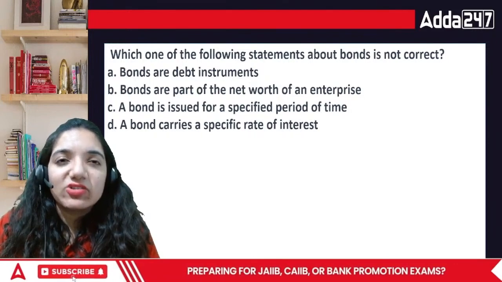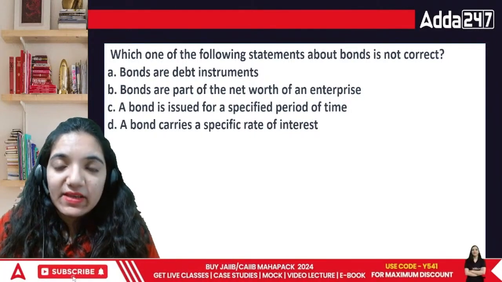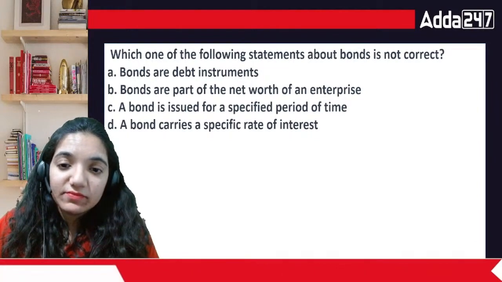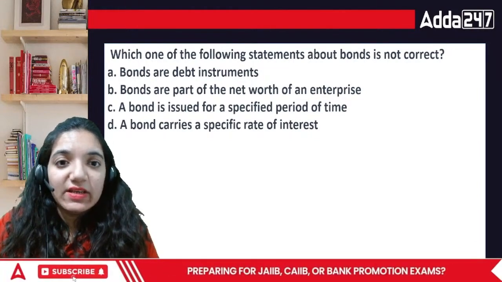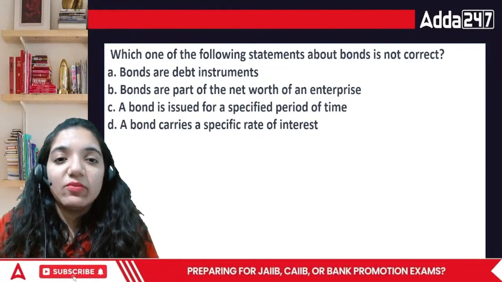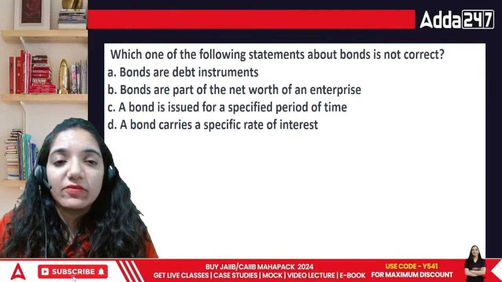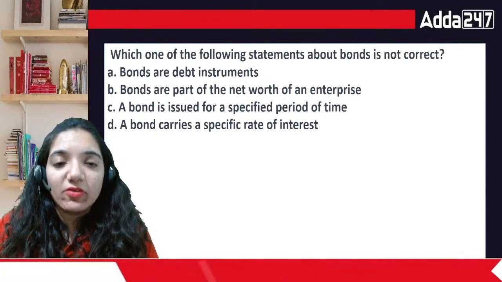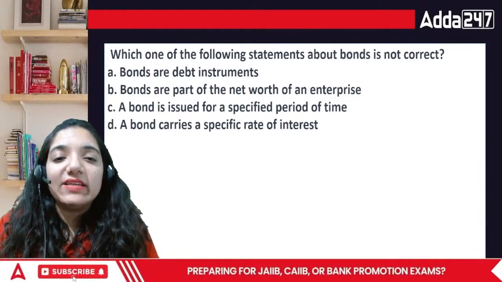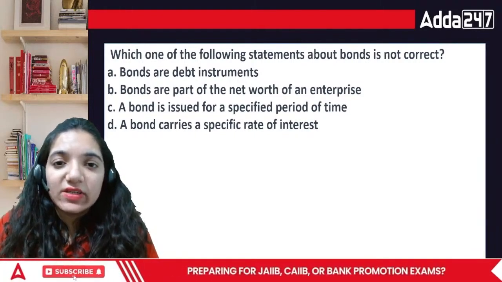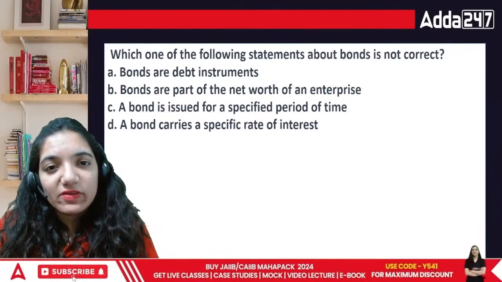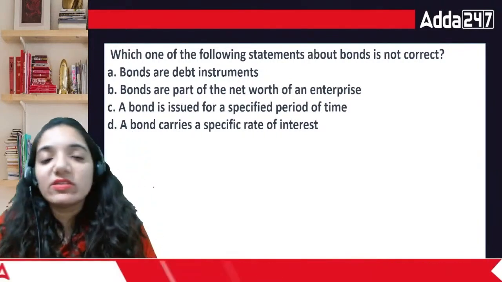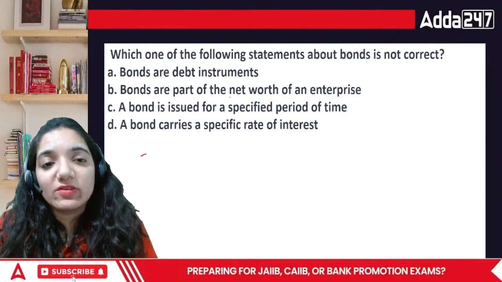Debt is actually a loan that has been taken, and this loan really affects our business badly. Now, the first point is bonds are debt instruments. Bonds are a part of net worth of an enterprise. A bond is issued for a specified period of time. A bond carries a specific rate of interest. These are again debt instruments. But do you know this can be a part of net worth, everyone?